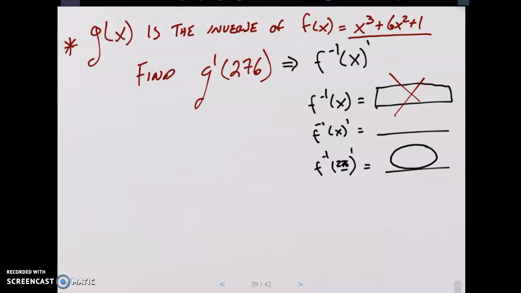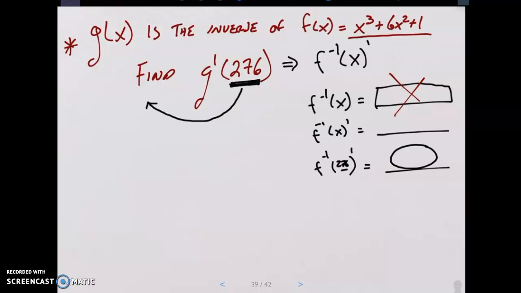Luckily, there's a shortcut. So let's do the shortcut. We're trying to find g prime of 276. So what you need to realize is that g's input is f's output. So what we need to do is work backwards to find out what the input is. Because if we know the input, we can work with f. And we know f, right? So let's figure out what the input is.